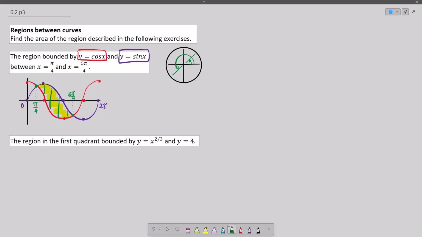The purple curve is always the upper curve, and the red curve is always the lower curve. So you can imagine that rectangle just sliding through the region. As you're integrating, that rectangle is just moving from left to right, and it's going to cover the whole region. And so now we can set up our integral.